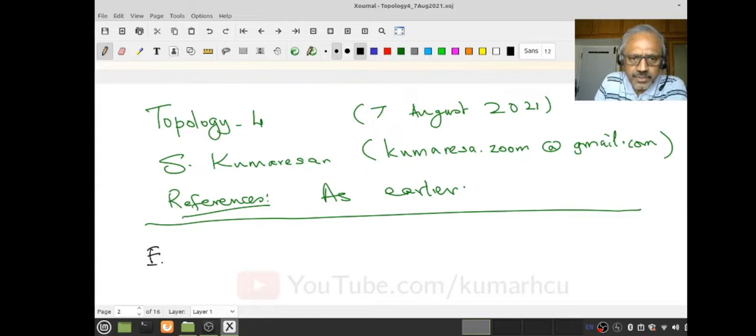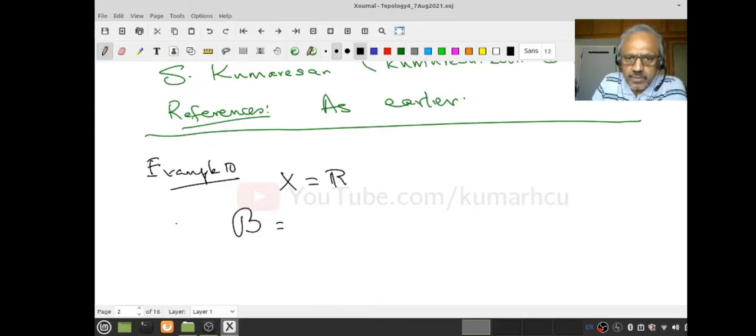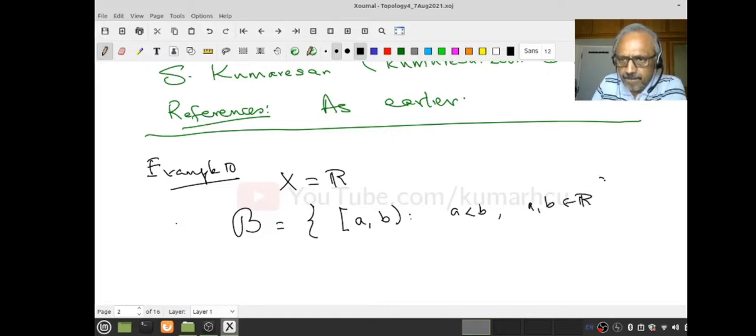This is the most important example, example 10. So what I want to do, I am going to take X equal to R again. Now I am going to look at a class of subsets of the form [a, b), where a is less than b and they are in R. What kind of interval? Do you notice that it's closed at a, open at b? For example, [0, 1): 0 is included, 1 is not included. That kind of thing.